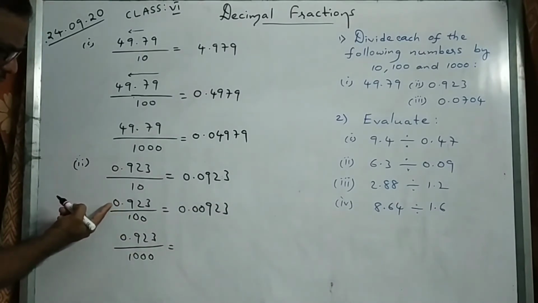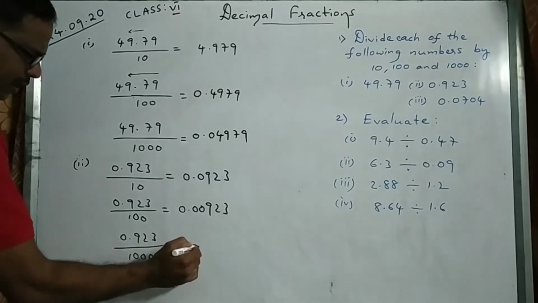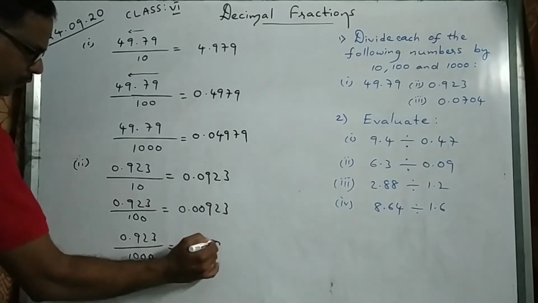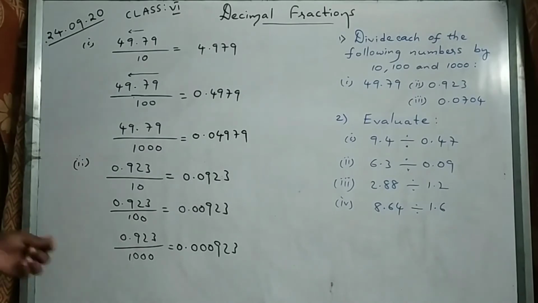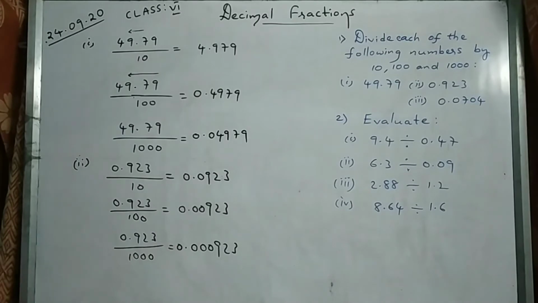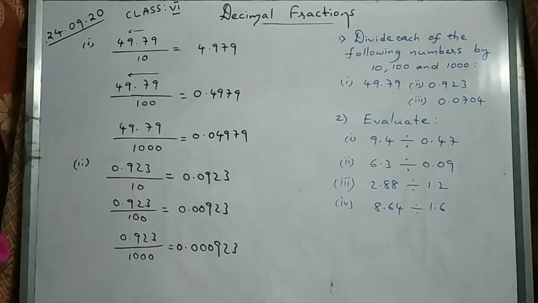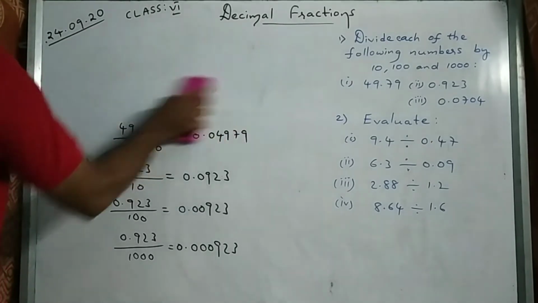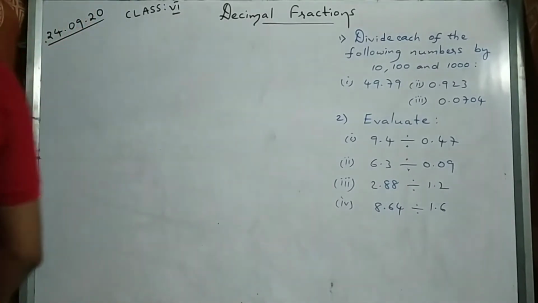Did you understand now? 2 digits it is moving. So 1 zero is there, another zero I am putting. Okay? Here 3 digits, that means I want 3 zeros here. 0.000923. Did you understand? As many zeros as we have in the denominator, that many digits it is moving towards the left side. Understand? Now look at that. Third is also there. Concept is important.